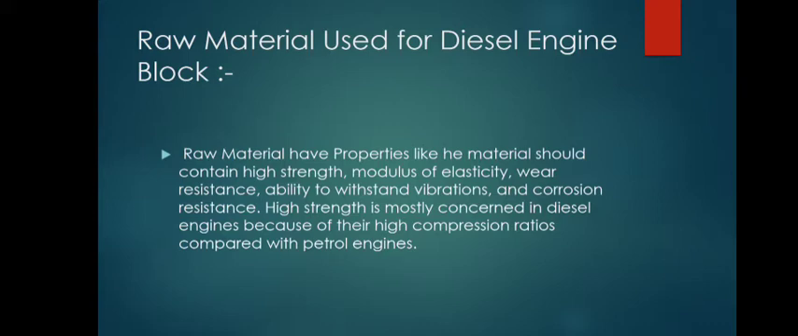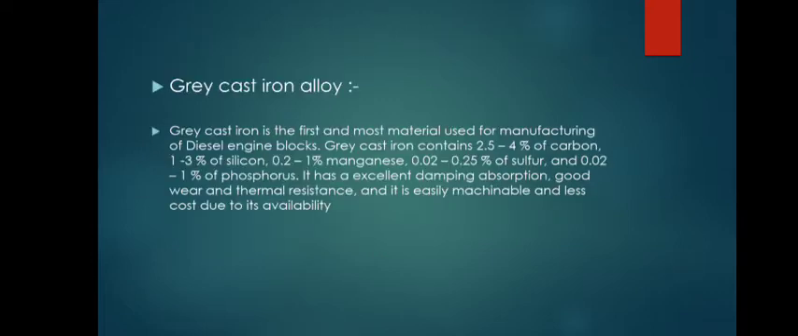Then which raw material is used for a diesel engine block? The raw material used for diesel engine block has various properties like high strength, modulus of elasticity, wear resistance, ability to withstand vibrations, and corrosion resistance. High strength is mostly concerned in diesel engines because of their high compression ratio compared with petrol engines. The main raw material used for manufacturing of diesel engine block is grey cast iron alloy.